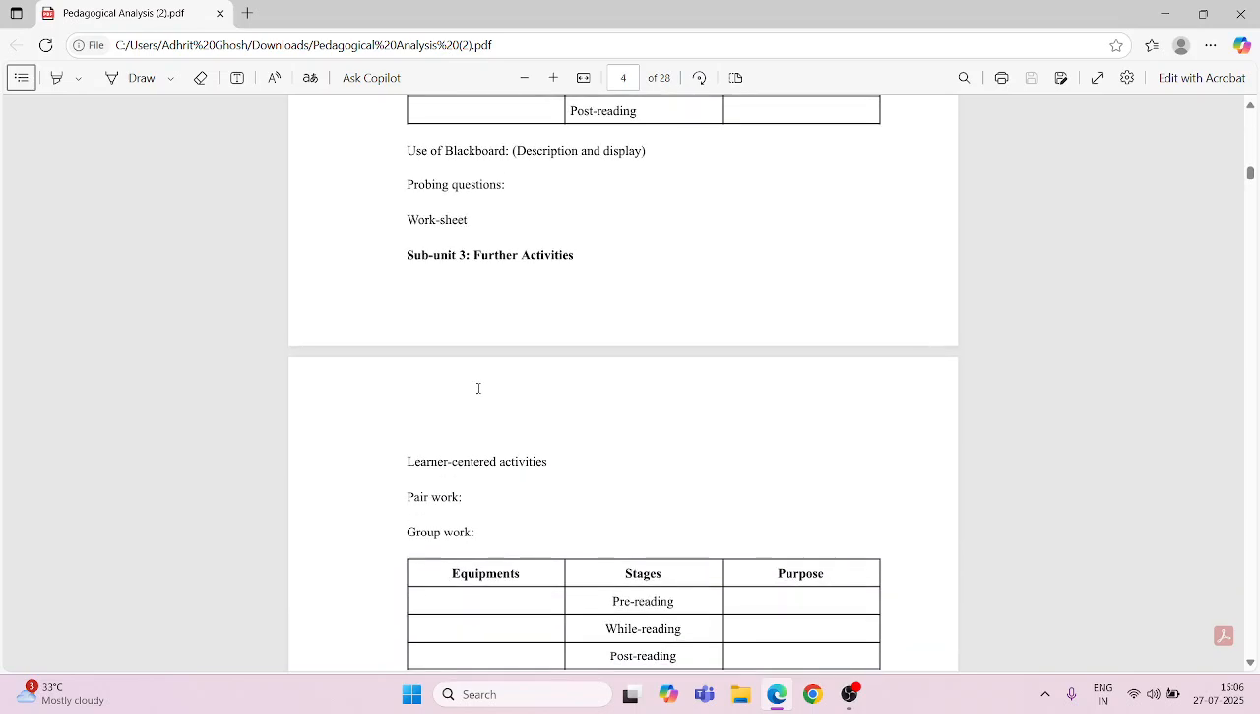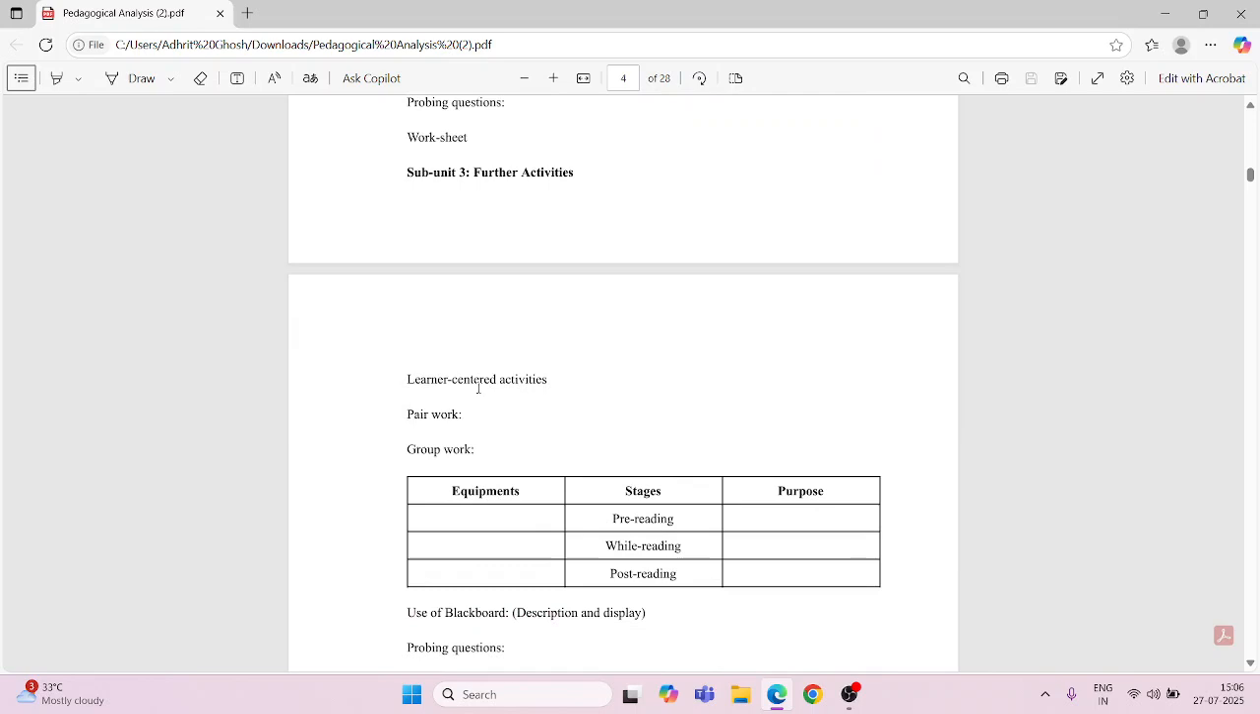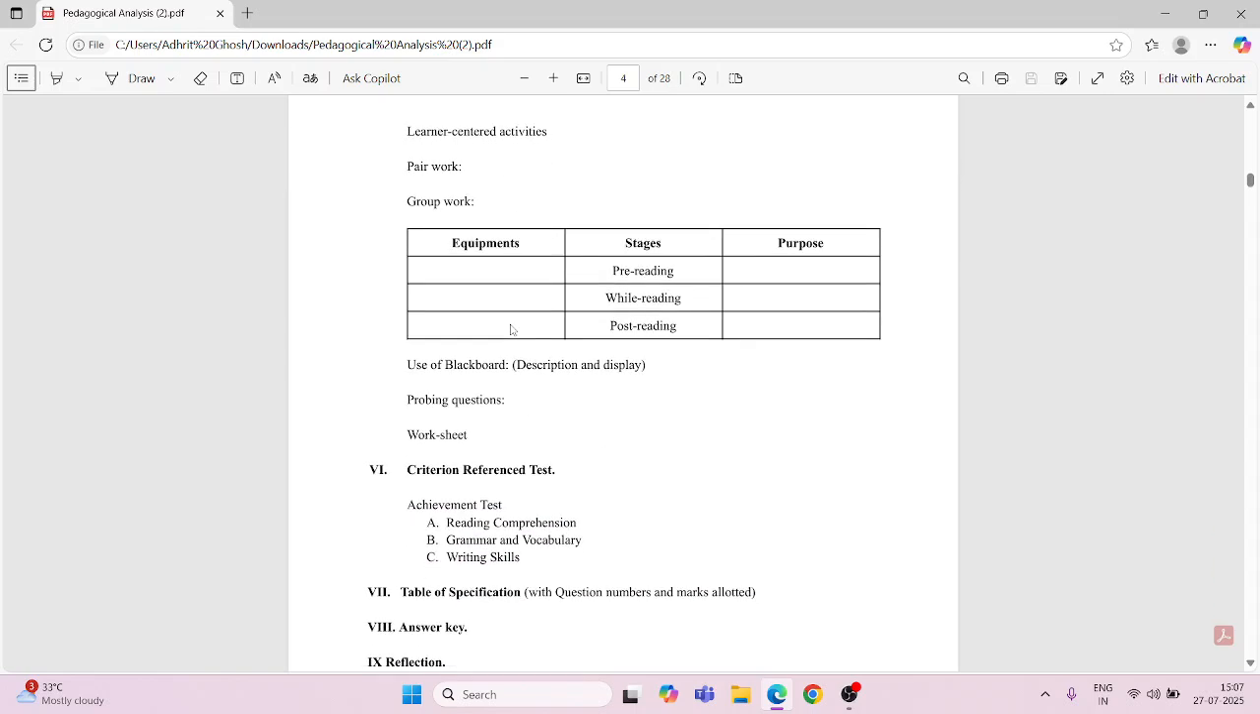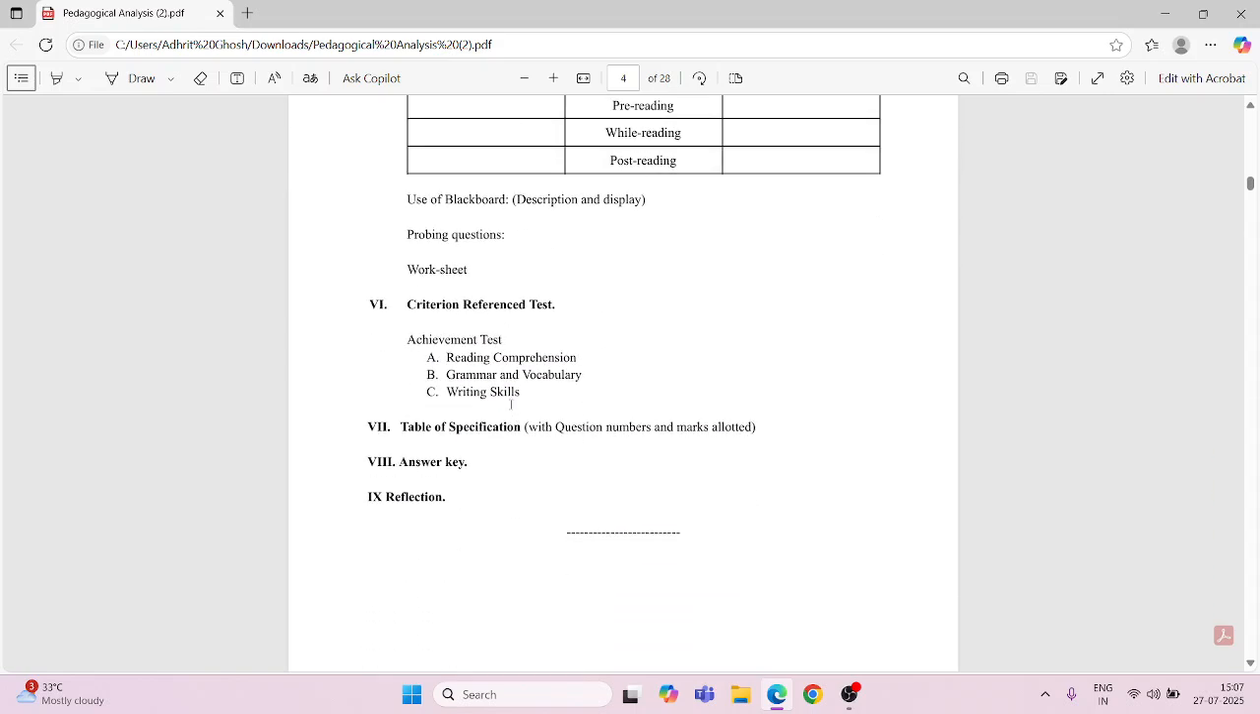Then again, further activities, that is the third subunit. This is learner-centered activities. Then again, equipment, stages, and purpose, board work, probing questions, worksheet. Finally, we move on to the next segment, that is the criterion reference test, where we frame an achievement test based on these three subunits: reading comprehension, grammar and vocabulary, and writing skills.